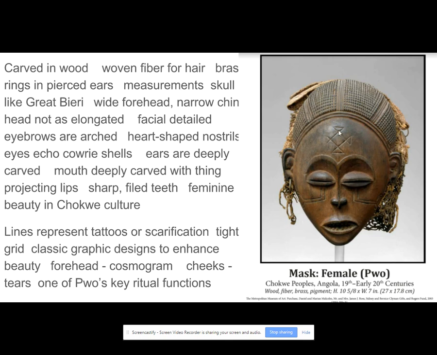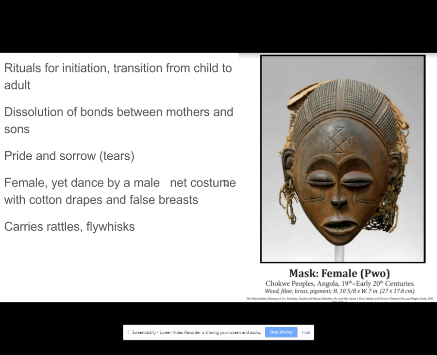The lines represent tattoos or scarification, very tight grid. And again, these would enhance beauty. This particular tattoo or scar would be called a cosmogram. Cheeks, the lines here might represent tears, and this would be one of Piwo's key ritual functions.